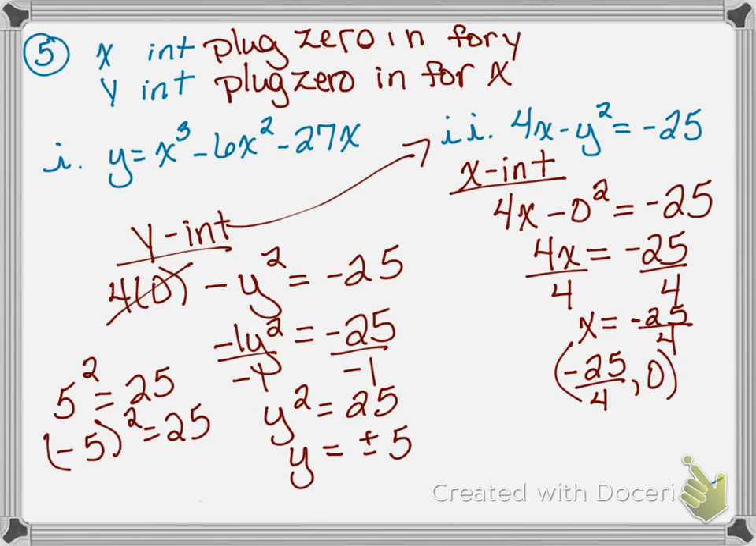This is a parabola that's on its side, compared to the U shape that we see when x is squared. So our y-intercepts here are going to be 0, 5, and our other y-intercept is going to be 0, -5. So our x-intercept for this one is -25/4, comma 0. And our y-intercepts are 0, 5, and 0, -5.